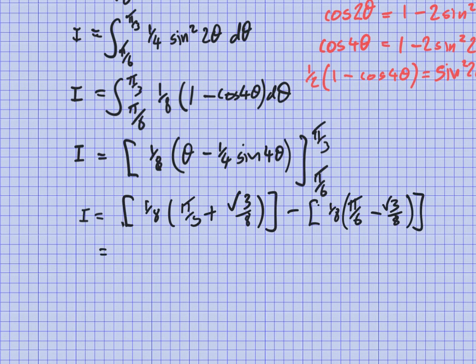Adding all of that up together, I'm going to get 1/8 of, let's do pi by 3 minus pi by 6. That gives me pi by 6. And then adding root 3 over 8 minus root 3 over 8 gets me root 3 over 4. And I'm happy with that as an answer. If you'd like to expand it, I guess you could. You get 2 pi plus 3 root 3 over 96, which is the answer given in the back of the book. Come back to me if there's any issues.